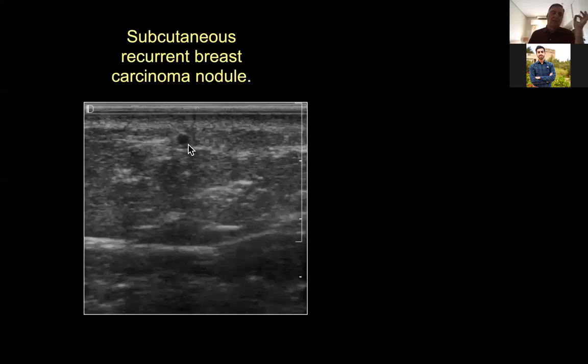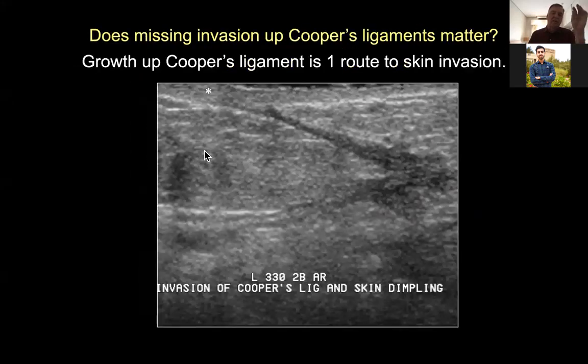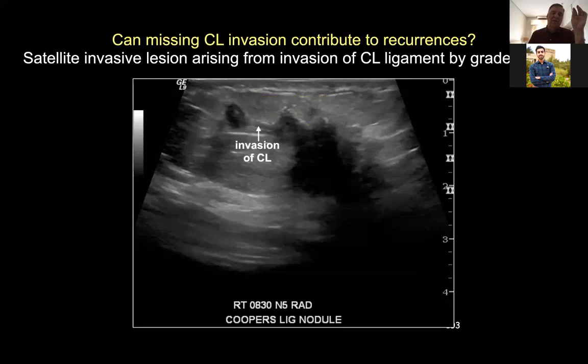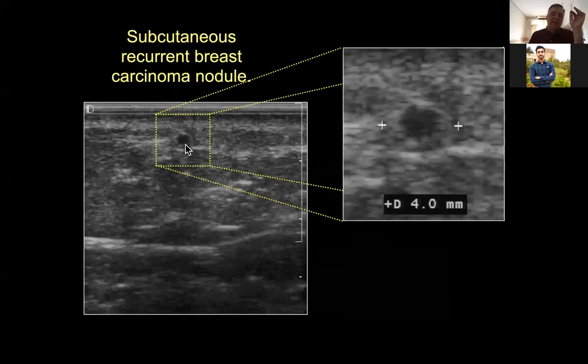And so this case is the actual recurrence from the first case I showed. This was 18 months later, and we can see that there's a subcutaneous recurrence, but it's not just subcutaneous. We can actually see that it lies within the Cooper's ligament. So this growth up Cooper's ligament was not recognized and not treated. The way the surgeon would treat that is to take an ellipse of skin overlying it, including Cooper's ligament, and that would minimize the chances of recurrence. But in this case, it wasn't recognized, wasn't treated, and this recurrence 18 months later occurred right in that Cooper's ligament.